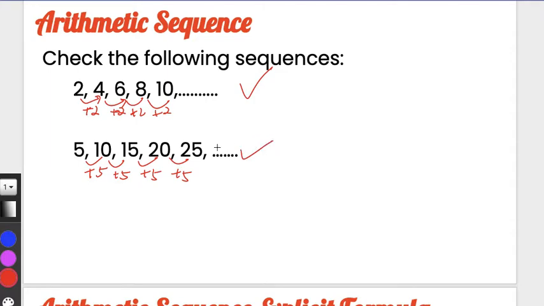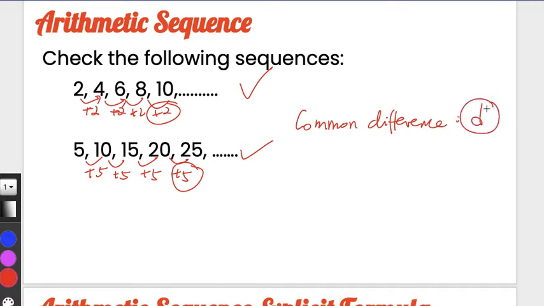So some terms we are going to use. As we can see, we keep adding the same number. This same number we call the common difference, which we use D to stand for. Common difference is the difference between 2 consecutive terms. 4 minus 2 is 2, 6 minus 4 is 2, 8 minus 6 is 2, so this is the common difference. Same thing for here. Take any next term and subtract the previous term, and you will get the same constant number. This is called the common difference.